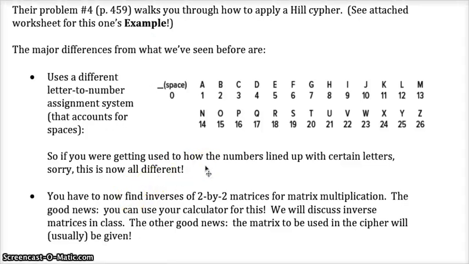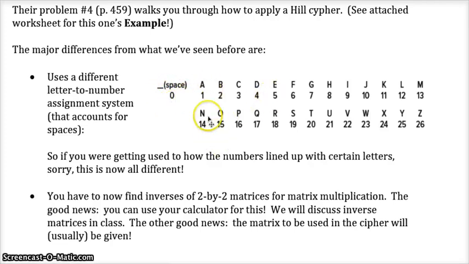Okay, so problem number 4 on page 459 walks you through this Hill Cipher, and there's a worksheet after that. So we'll do the worksheet after we do this. But here are the steps. Here's one major difference. First of all, they introduce a space. The Hill Cipher treats a space as a character.